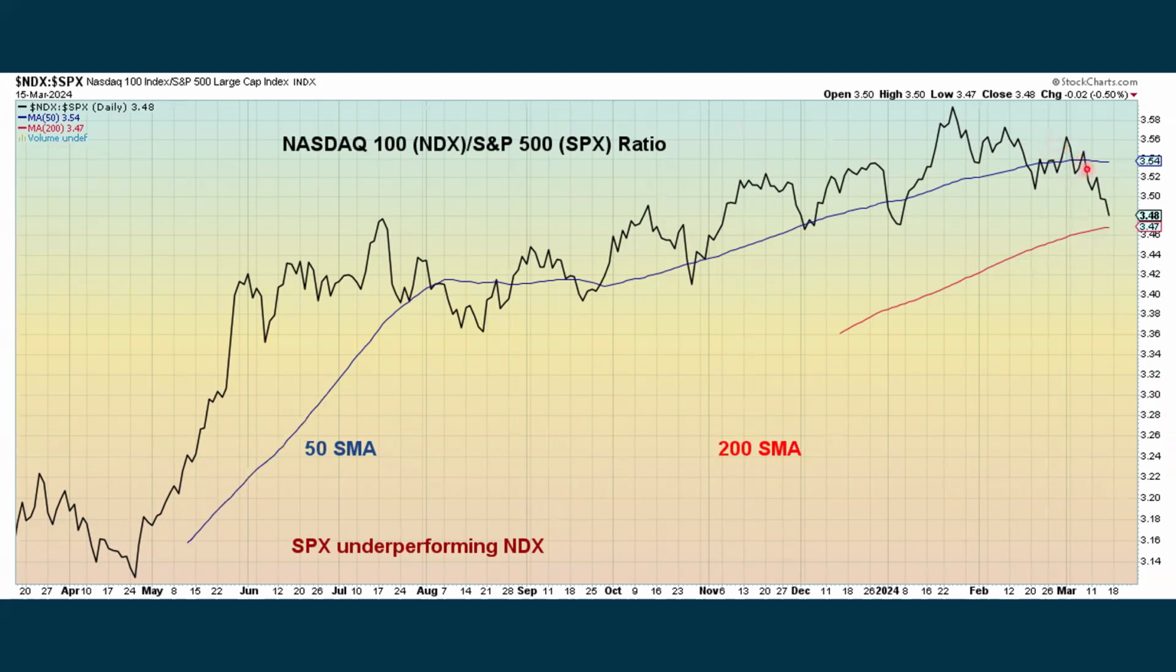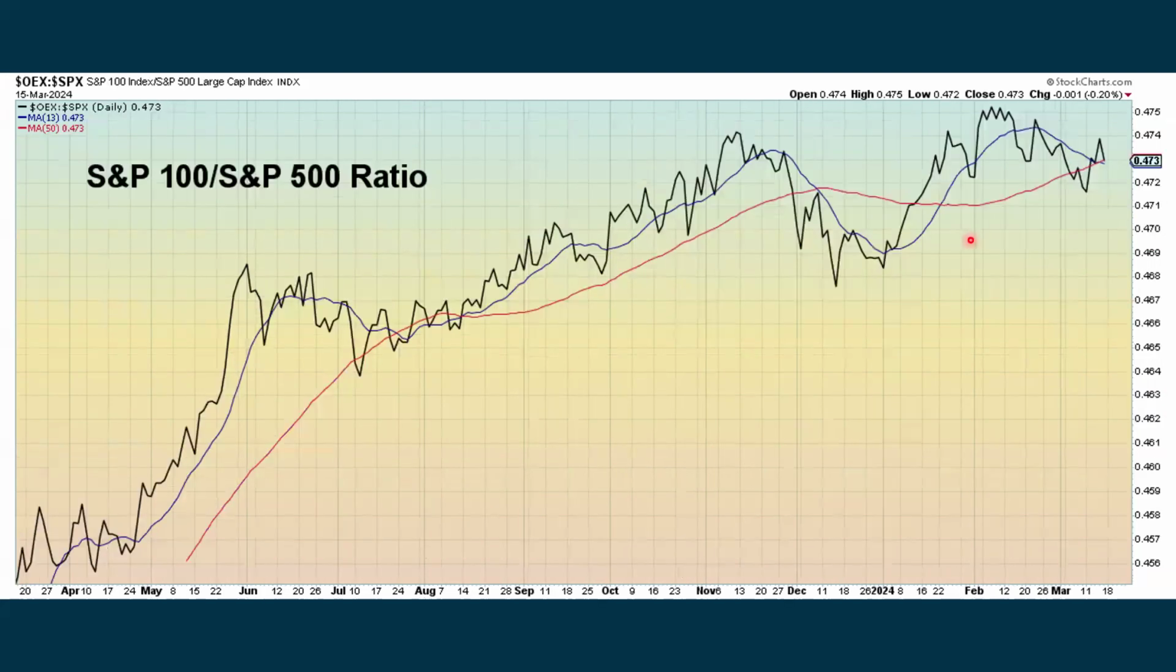But we're seeing this ratio coming down. But longer term, the NASDAQ 100 continues to outperform the S&P 500. The S&P 100 is just showing a death cross here, where we've been seeing the 100 stocks starting to underperform the rest of the S&P 500, and we're actually seeing something new this time.